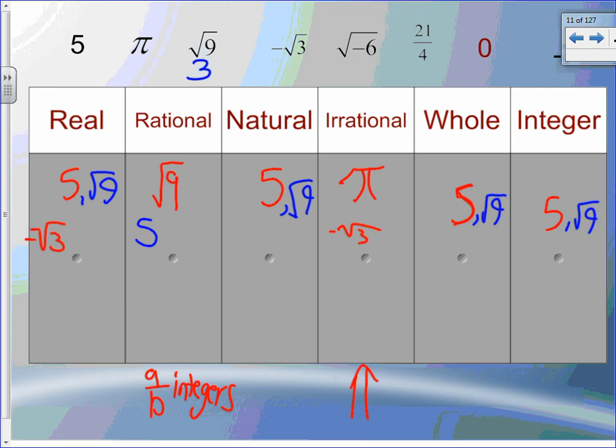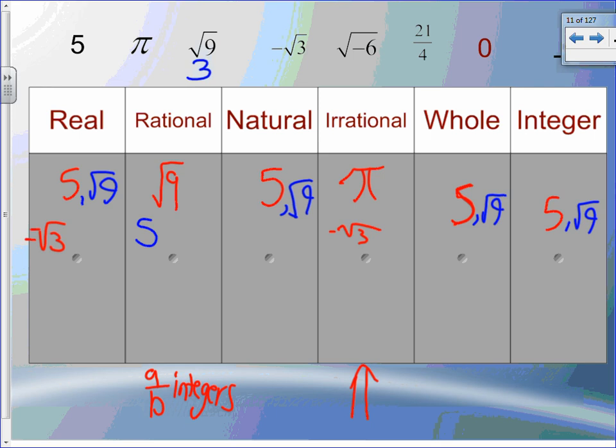Okay, so if we think of the square root of negative 6, we know the square root of 9 is 3 because 3 squared is 9. What can I square to get negative 6?